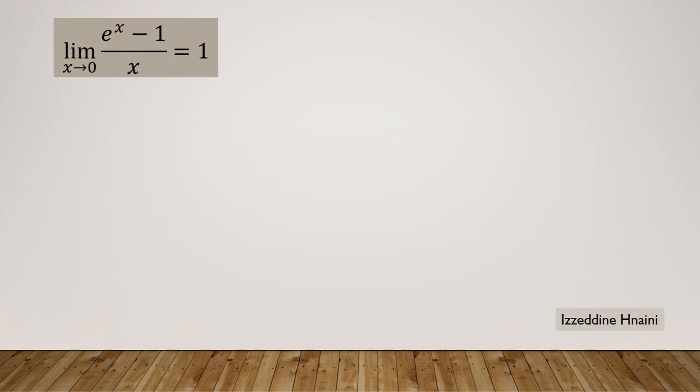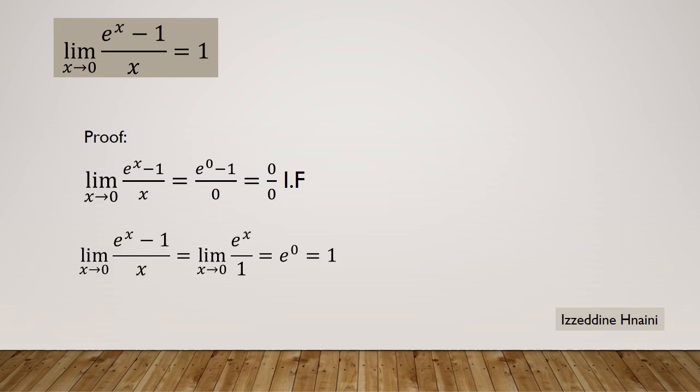Limit as x tends to 0 of (e^x minus 1) over x equals 1. If we substitute, we get e^0 minus 1, which is 0, over 0, an indeterminate form. We can apply L'Hopital's rule. The derivative of e^x is e^x, the derivative of 1 is 0, the derivative of x is 1. So we get limit as x tends to 0 of e^x, which is e^0, which is 1.